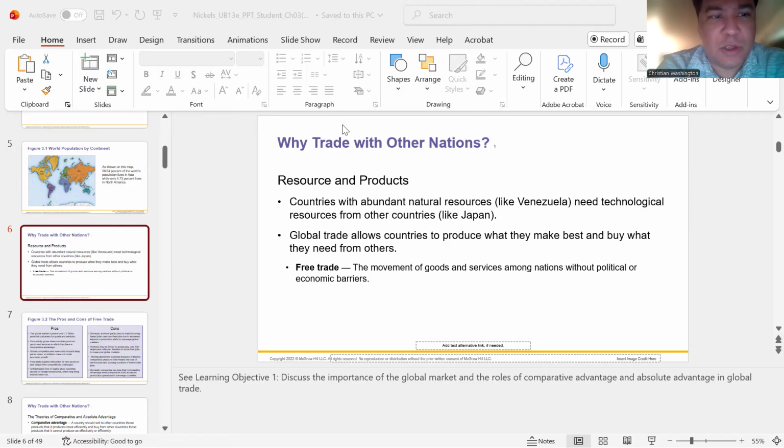This lecture will be focused on the same topic of this week. We touched on globalization. We touched on global markets. We'll continue that conversation for our lecture today.